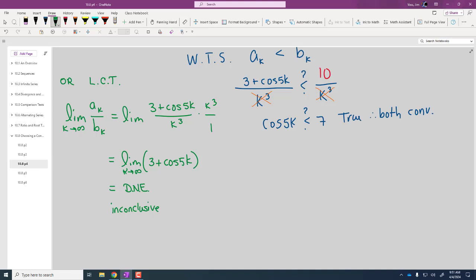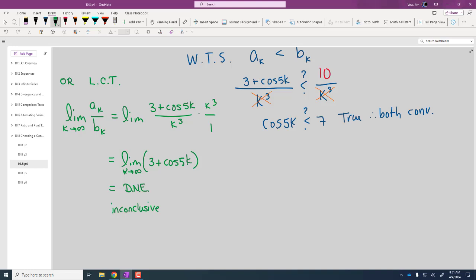In this class, I will tell you on the exam what test to use. I'll say use the comparison test. And so one of them, the comparison or the limit comparison, will work. It's possible to create a series where the comparison test will fail in both cases, although I don't know an example off the top of my head. But that just means another test would work.